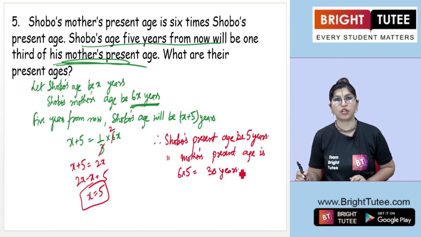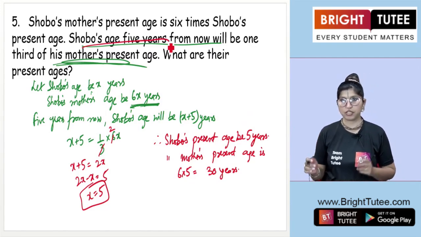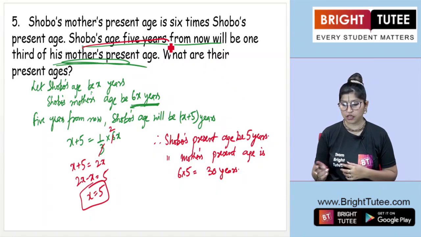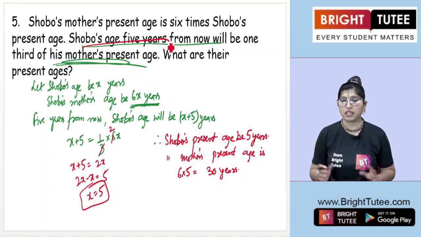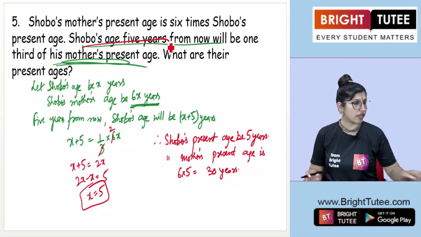So this is how we solve these kind of questions, wherein we need to keep in mind that they have asked about the information which is 5 years from now, but for Shobho, not for his mother. So in these type of questions, we need to think and go ahead with the solution according to the information which is given there.